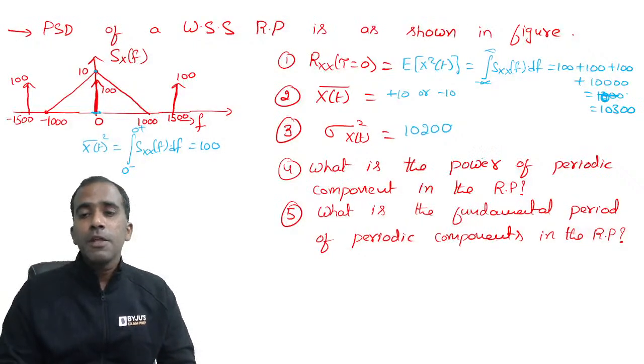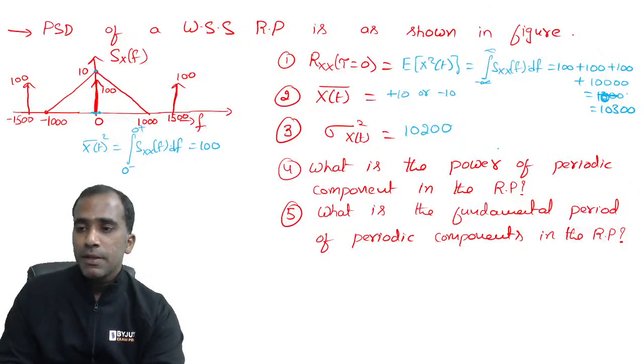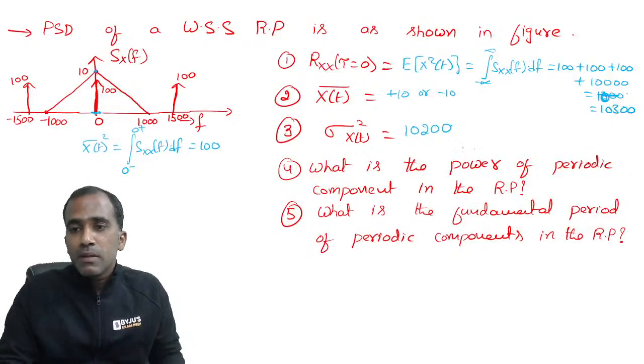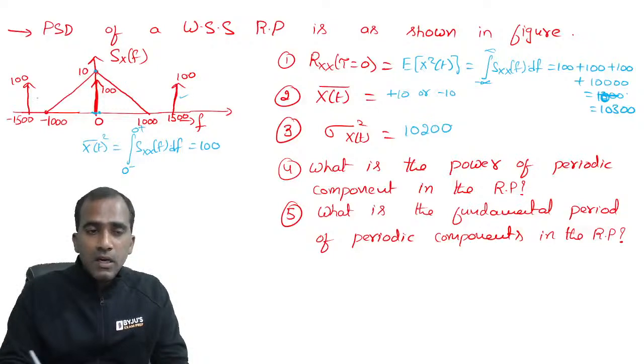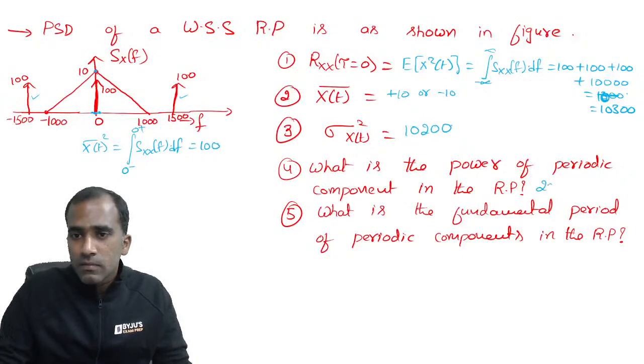What is the power of the periodic components? If there are periodic components in x of t, there will be periodic components in the autocorrelation function also. The periodic components in the Fourier transform will result in impulses. So these impulses are because of the periodic components. What is the power in the periodic components? It is simply the power in the impulses. What is the power in the impulses? 100 plus 100 is 200 watts. Since they are saying power, I'm using the unit watts.